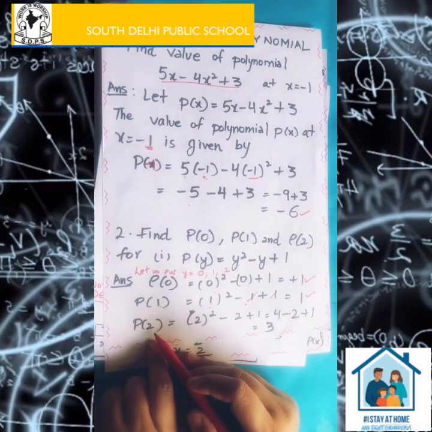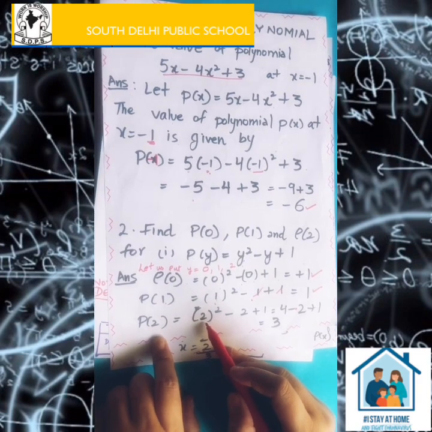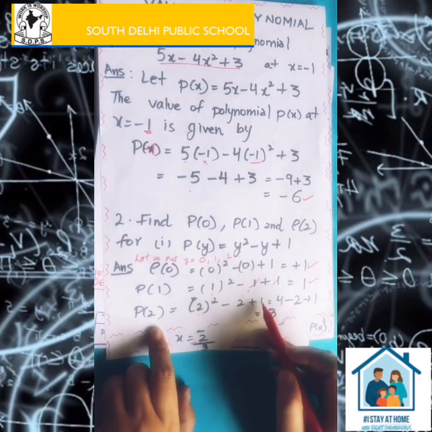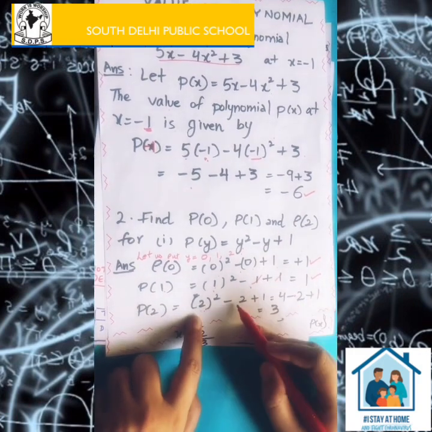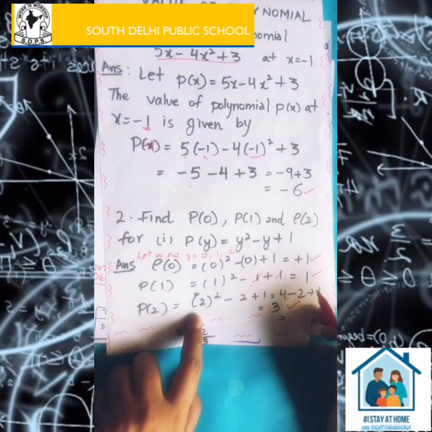Now the value of the polynomial at 2. Instead of y we have replaced it by 2. 2 square minus 2 plus 1. So square of 2 is 4, minus 2 plus 1. 2 plus 1 is 3.